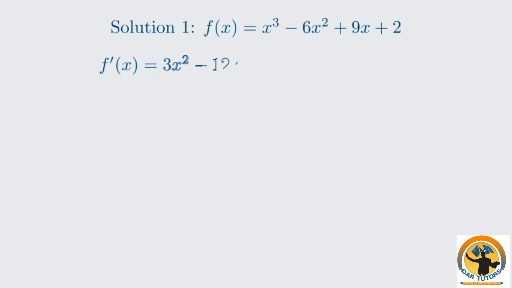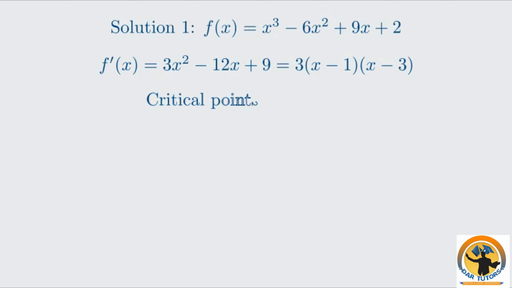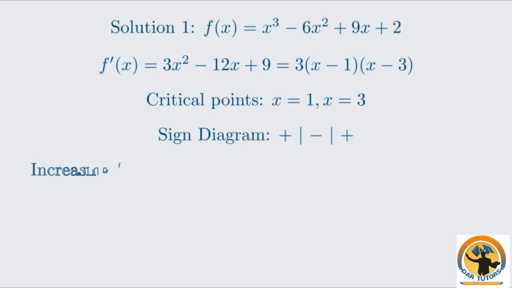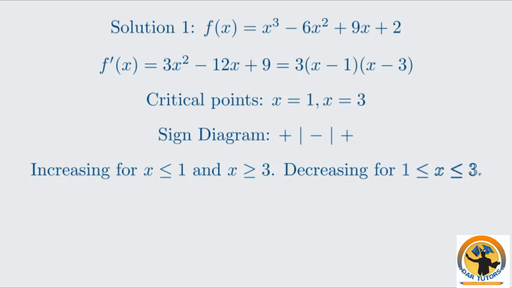Welcome back. Let's go through the solutions. For question 1, we find the derivative, 3x squared minus 12x plus 9, and set it to 0. This gives critical points at x equals 1 and x equals 3. The sign diagram shows the function is increasing for x less than or equal to 1 and x greater than or equal to 3, and decreasing for x between 1 and 3.